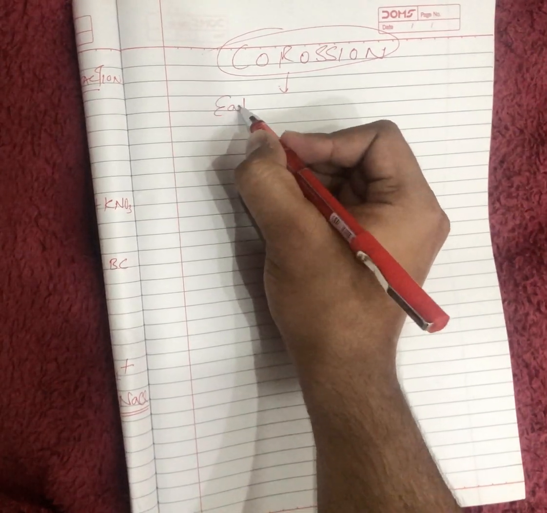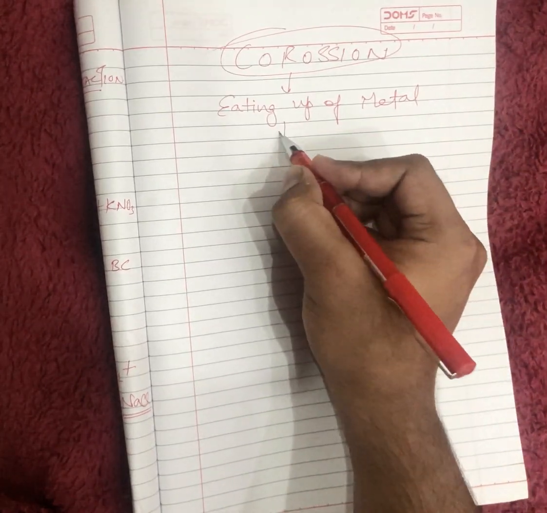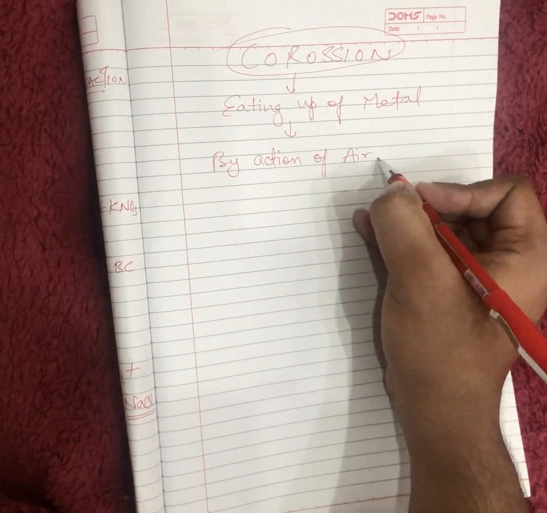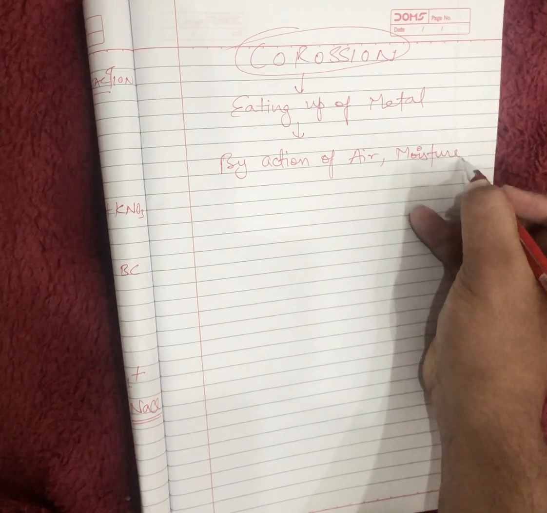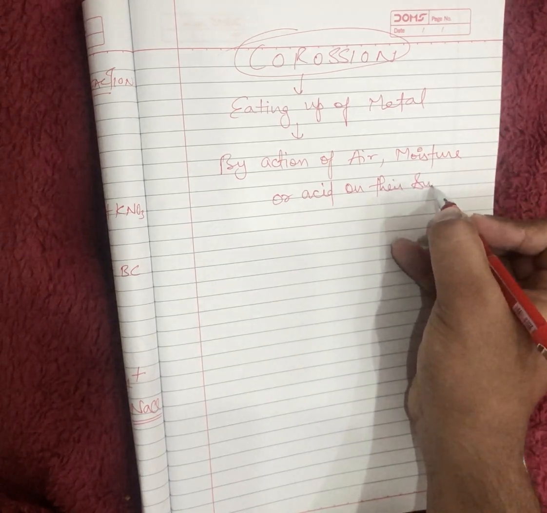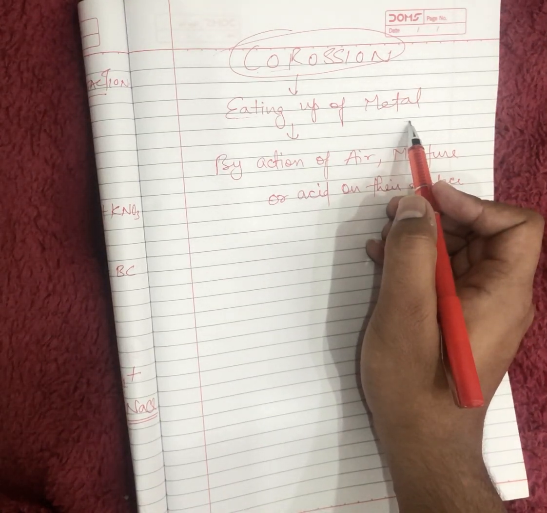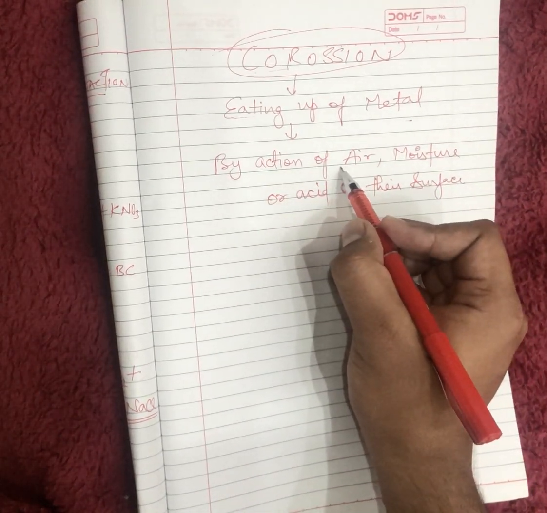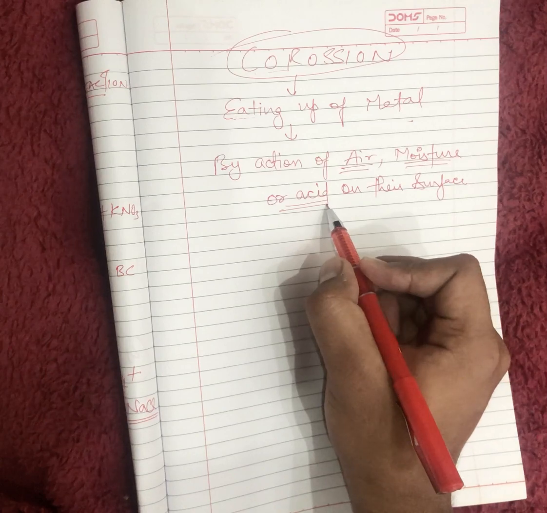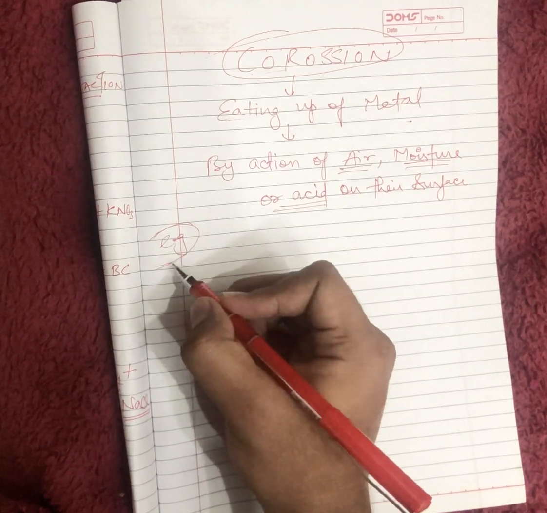Corrosion is basically eating up of metal by the action of air, moisture or acid on their surface. Corrosion is eating up of metal. Like metal will totally degrade. How will it degrade? With the action of air, moisture or acid on their surface. For example, it is a very basic phenomena we see in our daily lives also.